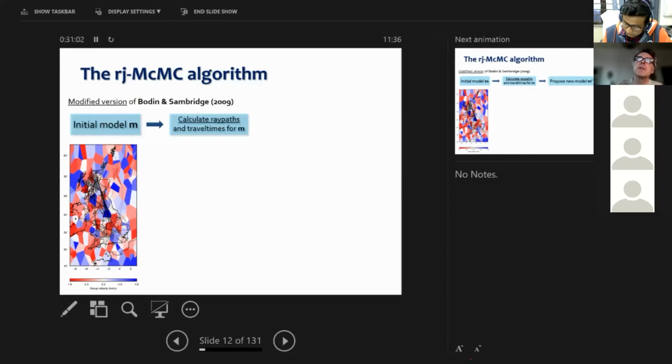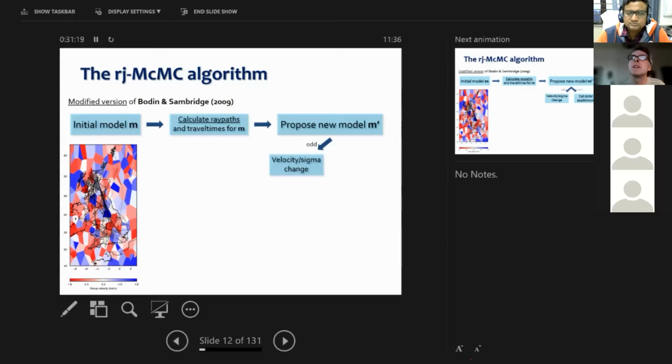What we next do is propose a new model, M dash, so another one. We're going to do this in two different ways, and we're going to do this many times, iteratively, each time in different ways. So if we're at an odd iteration, iteration 1, 3, 5, we're going to choose at random one of these cells in the model and change its velocity, or we might change one of the uncertainties on the data, because we're also including them in the inversion here.